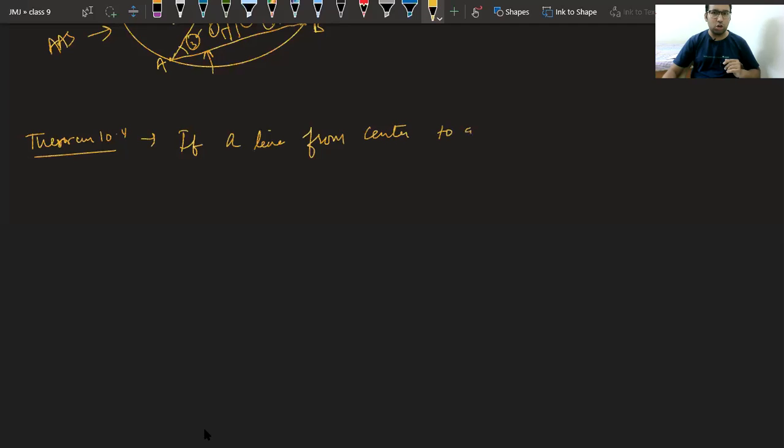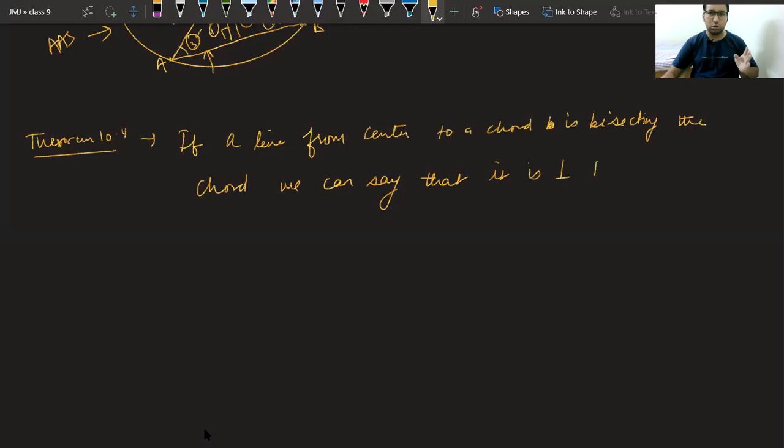center to a chord is bisecting the chord. Bhavya is saying a line drawn through the center of a circle to bisect a chord is perpendicular to the chord. It is a very common language in the book. This is my language. If a line from center to a chord is bisecting the chord, we can say that it is perpendicular to the chord.